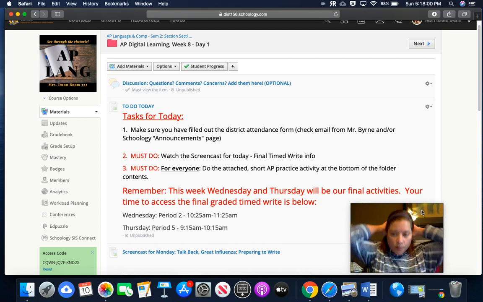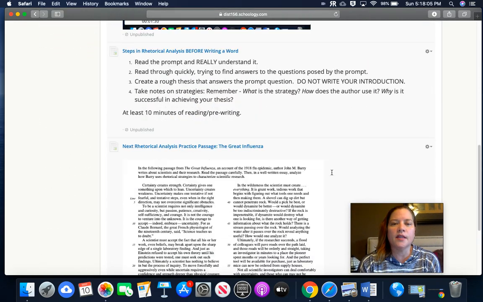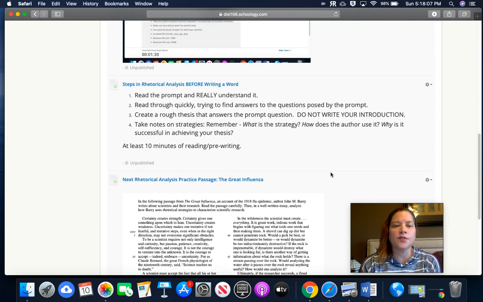Okay, so let's take a look once again at a couple things. First, I've put what we're going to cover today, which is the steps in rhetorical analysis that you should take before you even write a single word. So the first step I want to talk about is reading the prompt and really understanding what the prompt has to say, which is a step that I think a lot of you missed out on, because this prompt, The Great Influenza, for those of you who took that one, is a little bit different than other prompts we've taken a look at. So let's take a look at that again.